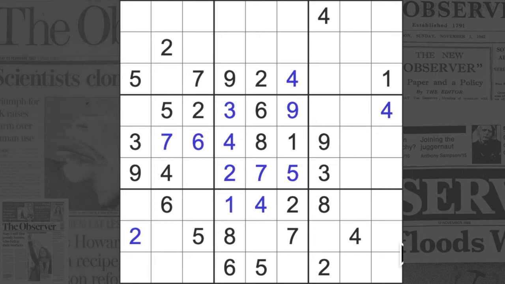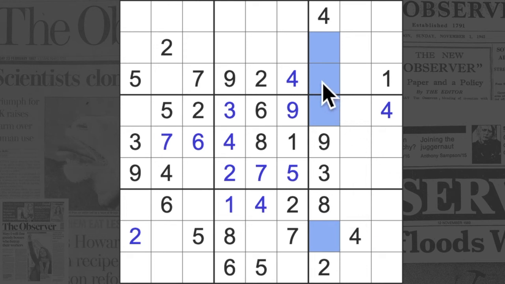So what I can see is that this column here is lacking 1, 5, 6, and 7. Okay, 1, 5, 6, and 7. Those are the numbers we don't yet have.